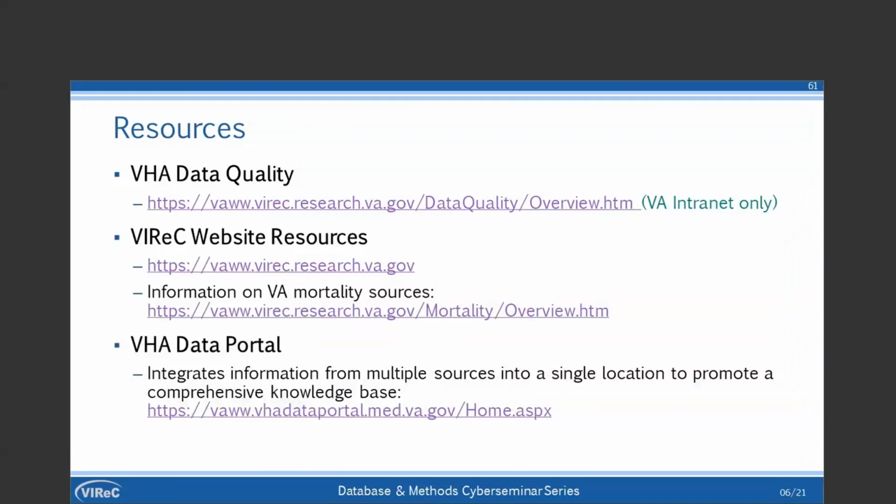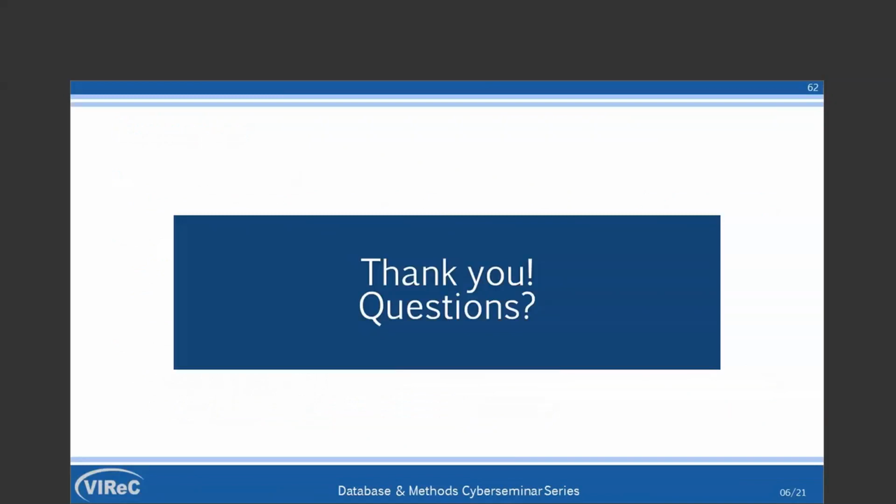Various sources of information. We have VIReC, which again, I can't emphasize enough, is the go-to source for VA data, and also will give you the most current information on death ascertainment in VA. If you really want the complete package, you need to go to the internet. The internet package is pretty bare bones. Also, the VHA data portal is another important source of information for VA data. And at that, I will stop and ask for questions. Thank you very much for your attention, and we'll see what we can do with your questions.